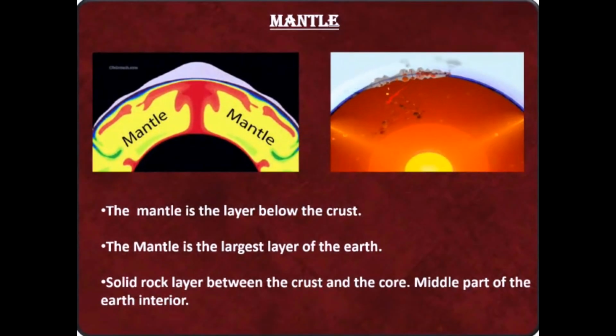Now students, let us understand what is mantle. Below the crust lies the mantle, as you can see in the picture. Mantle extends to about 2900 kilometers from the earth's surface. It makes up 80% of the earth's total volume and about 68% of its total mass. The mantle is the largest layer of the earth. It is mainly made up of silicate rocks. Mantle can be divided into two layers, that is upper mantle and the lower mantle.